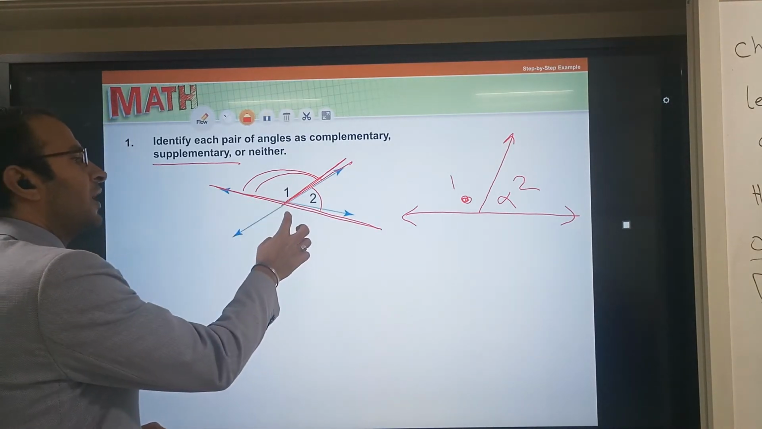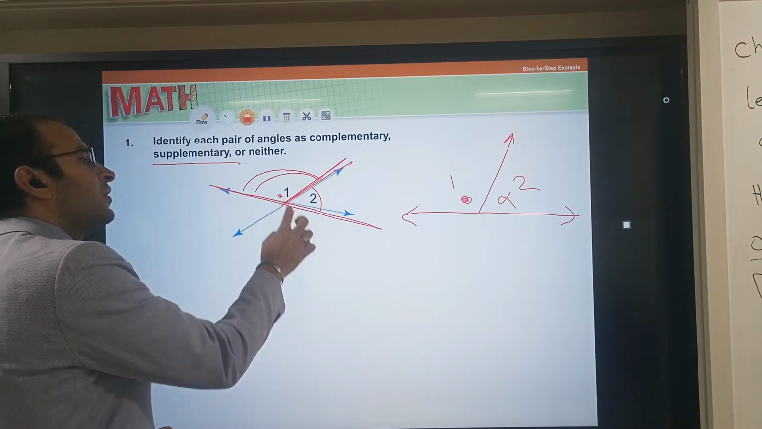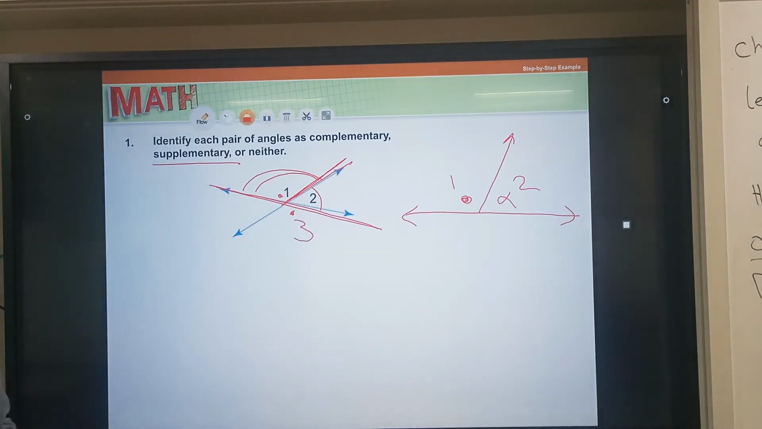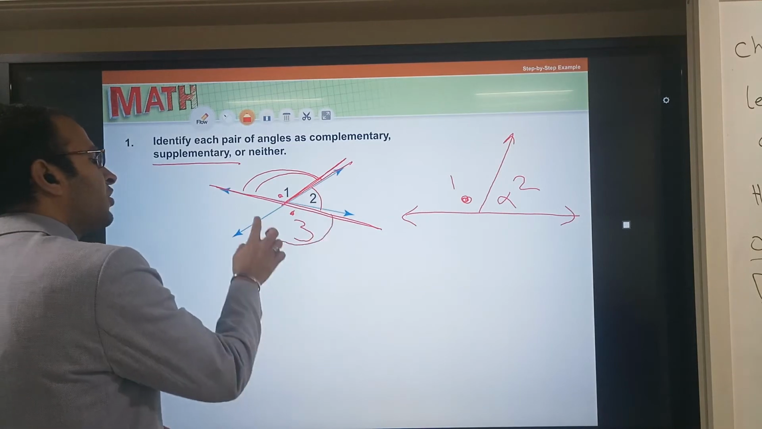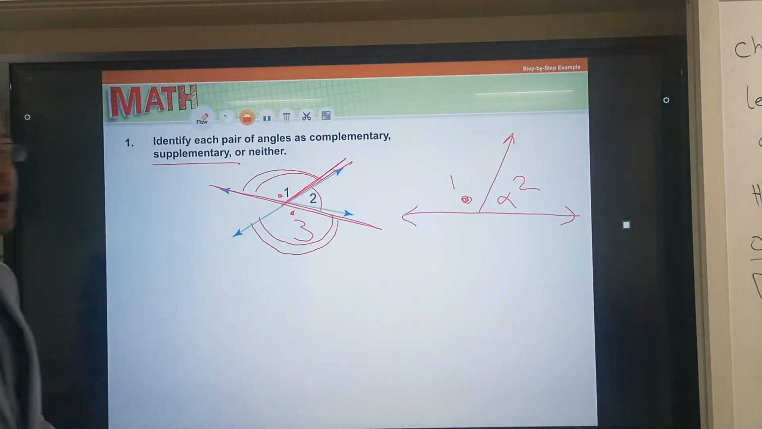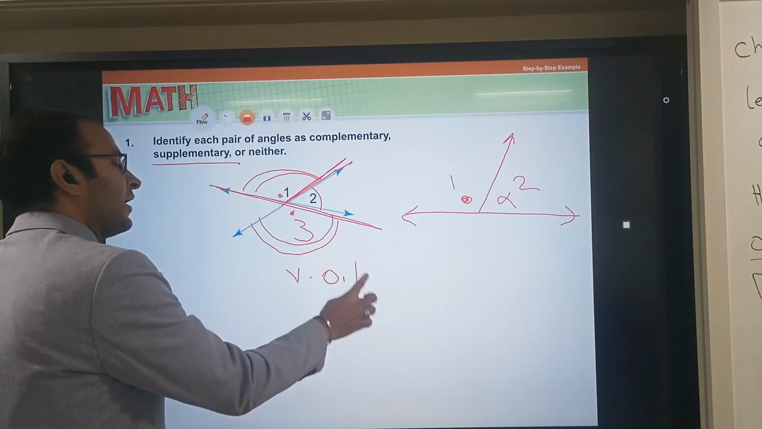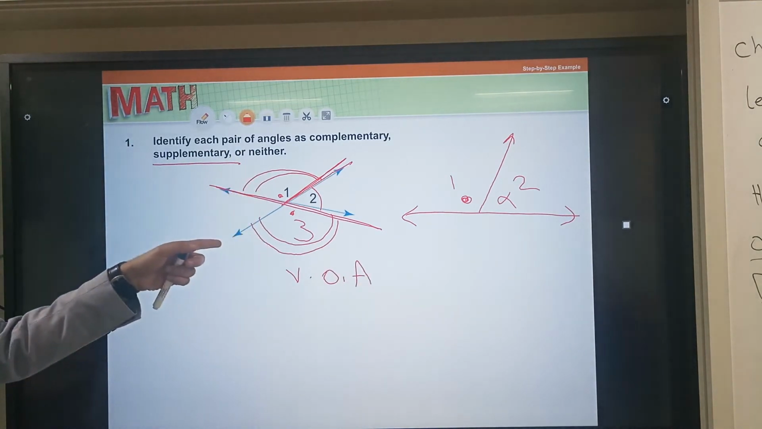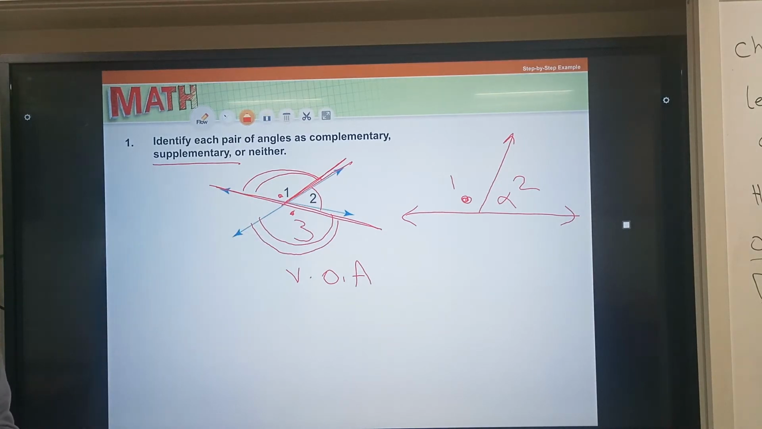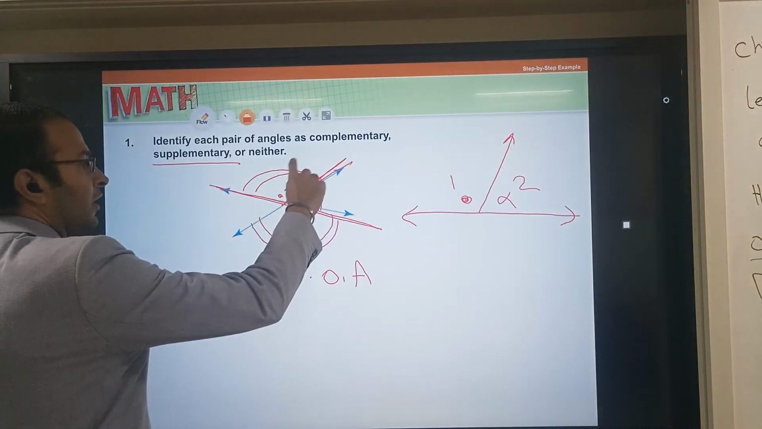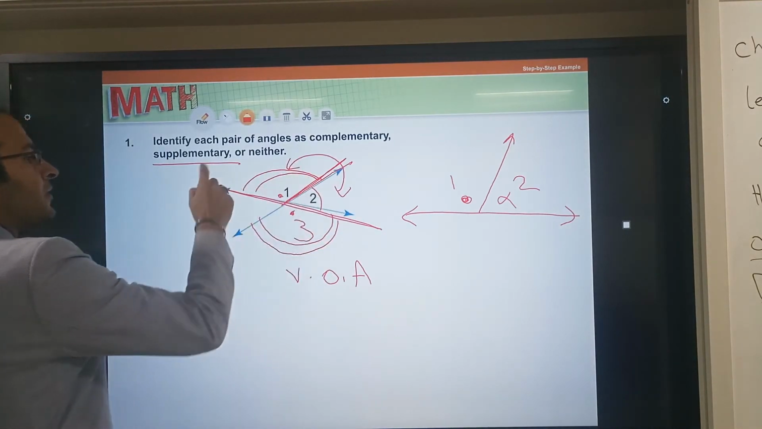But here we know that angle 1 with angle 3, the measure of angle 1 equals the measure of angle 3. Why? Excellent, because they are vertically opposite angles. So angle 1 and angle 3 are equal because they are vertically opposite angles. Angle 1 with angle 2, this with this, are supplementary.